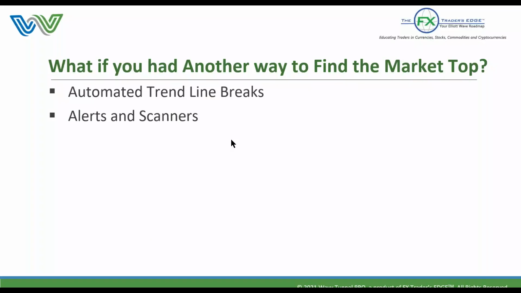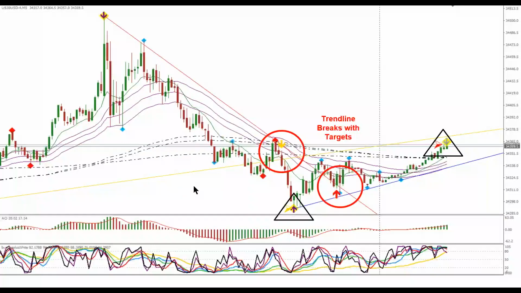So what if you had another way to find the market top? What if you had automated trend line breaks and alerts and scanners? So this is what I'm going to show you. This is what our system does, and you can really program. You can get a lot of things programmed these days, and we have finally programmed our stuff that we've been using for a very long time, and I just love it. I'm just so happy that we finally programmed our stuff, because it saves a lot of time and effort from looking for the trades to set up manually.